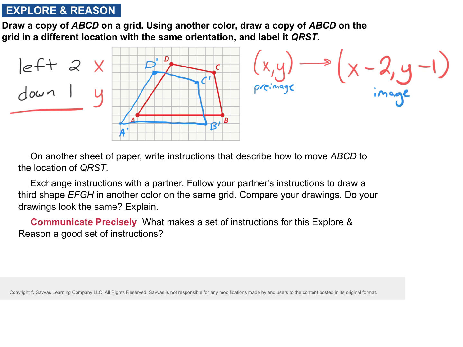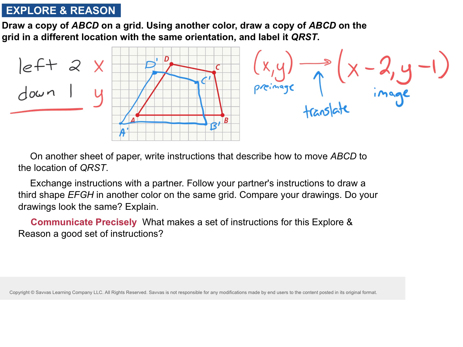Now, you don't need to write pre-image and image and all of that when you write the rules. I'm just doing this to explain to you what's what. And again, this arrow just means translate. So that rule is true for every point that we moved. Every time you perform a translation, it's going to stay true the whole time.